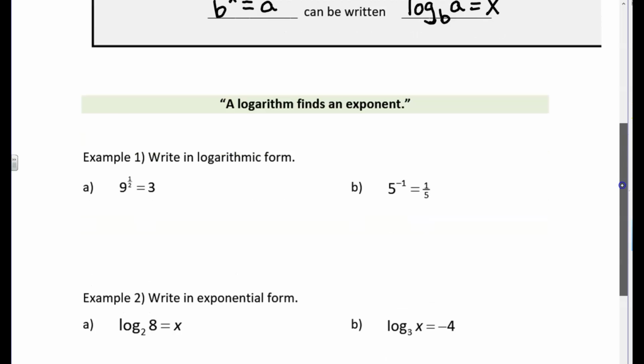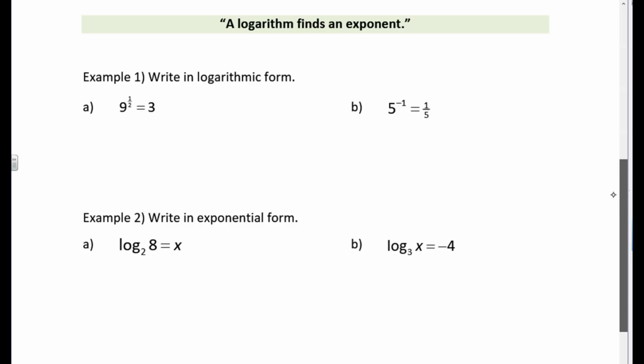So let's take a look at this. We know that 9 to the 1/2 equals 3. Well, let's rewrite that in logarithmic form. That's log base 9 of 3 equals 1/2. And what that's asking is 9 to the what gets me 3, 9 to the 1/2 gets me 3. Here we've got log base 5 of 1/5 equals -1. 5 to the what gets me 1/5? 5 to the -1 gets me 1/5.